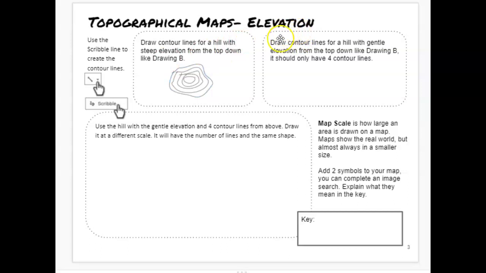Now the next one says, draw contour lines for a hill with a gentle elevation from the top down, like drawing B. It should only have 4. So I'm going to do 4 squiggles this time. And I'm going to make it kind of like a long hill. So there's one. Click out.